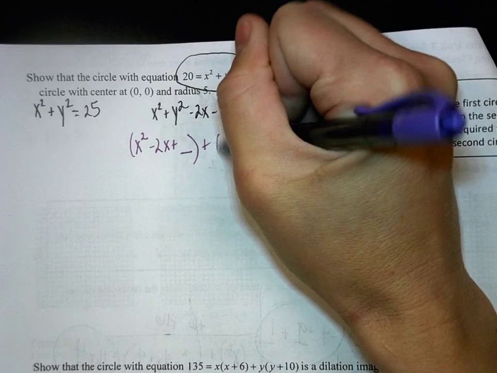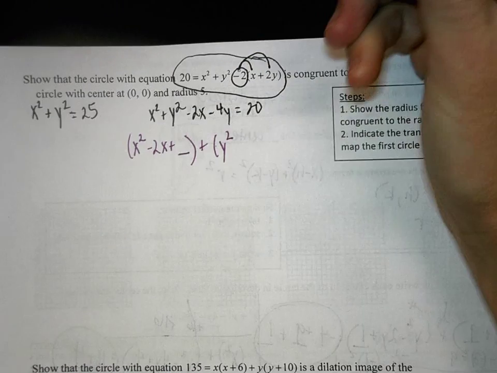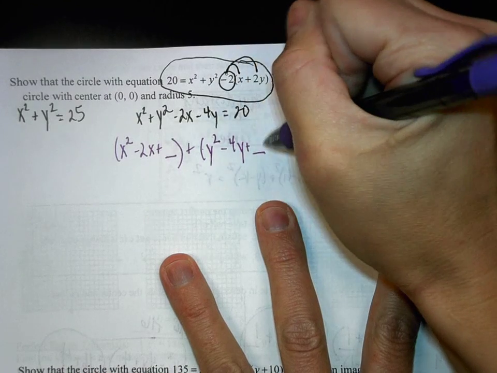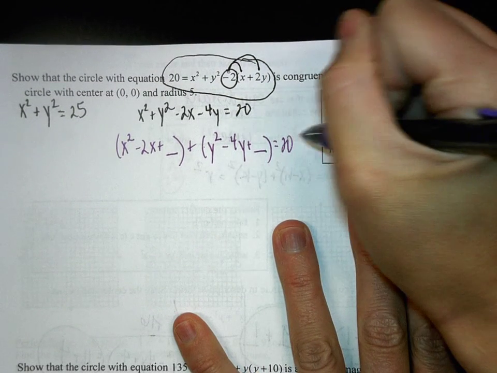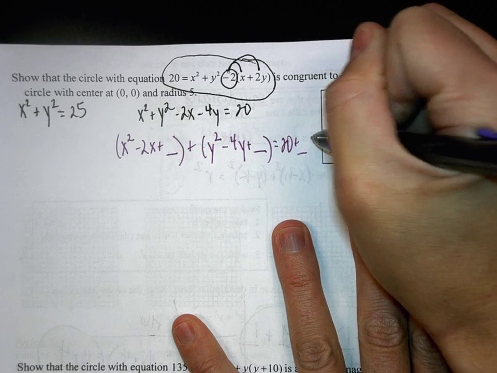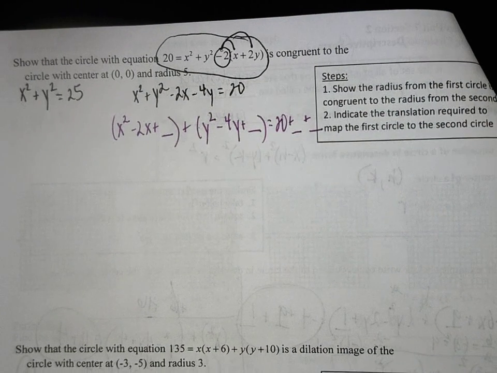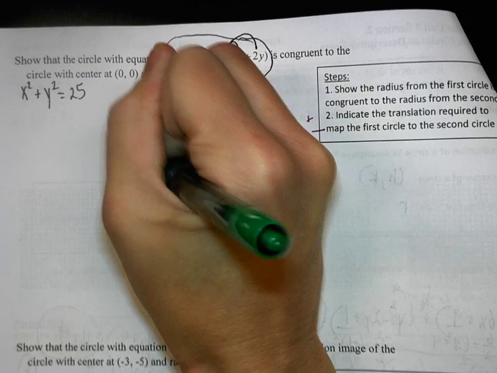plus y squared, what? Minus 4y plus blank, good, equals 20, and then how many blanks? Plus blank, plus blank. I'm kind of running out of room there. Okay, so next for completing the square, what will I do? Good. Negative 2 divided by 2 equals what?